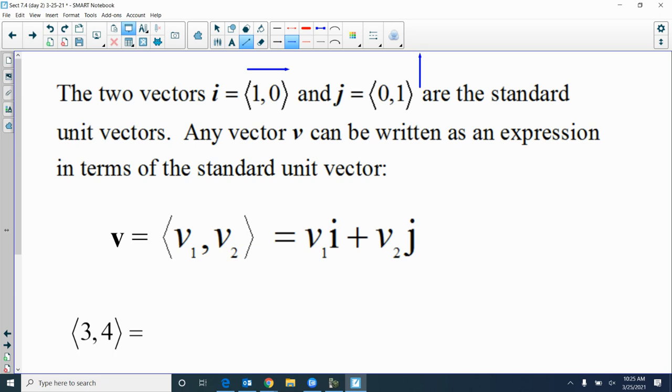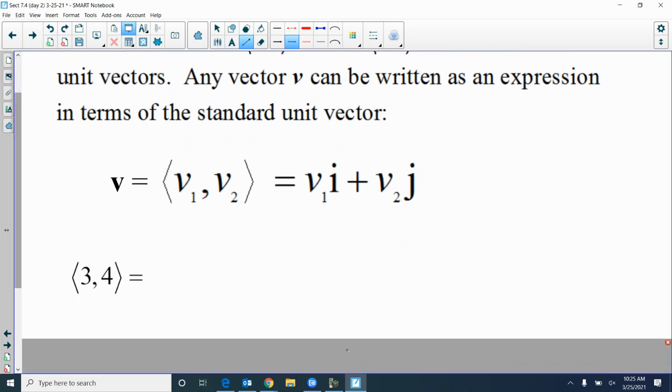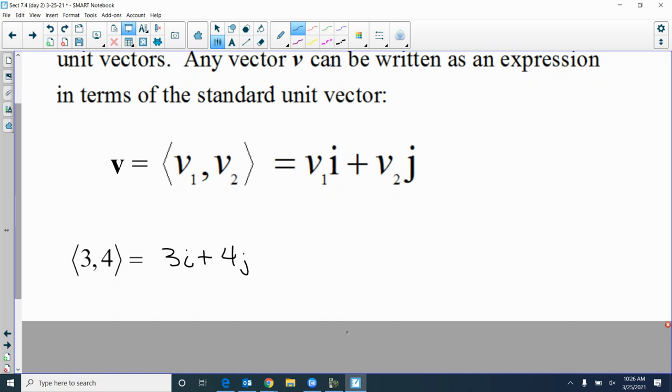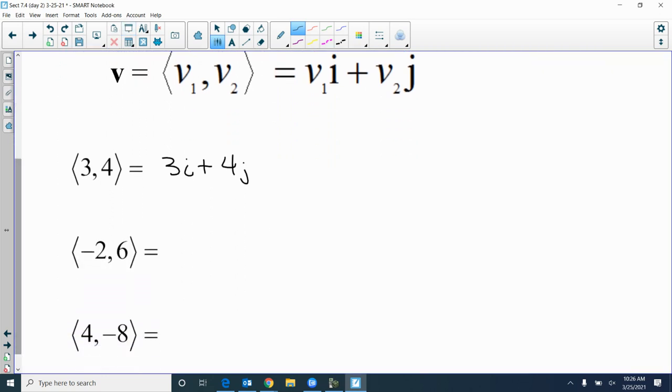What we can do is write any vector in terms of the unit vectors. It's very simple. Don't make it complicated. 3, 4 is simply 3i plus 4j. Basically, you're taking 3 times the length of that unit vector, and then 4 times the length of the unit vector. That's all you got to do, 3i plus 4j. And if you got a negative, just make it negative 2i plus 6j.